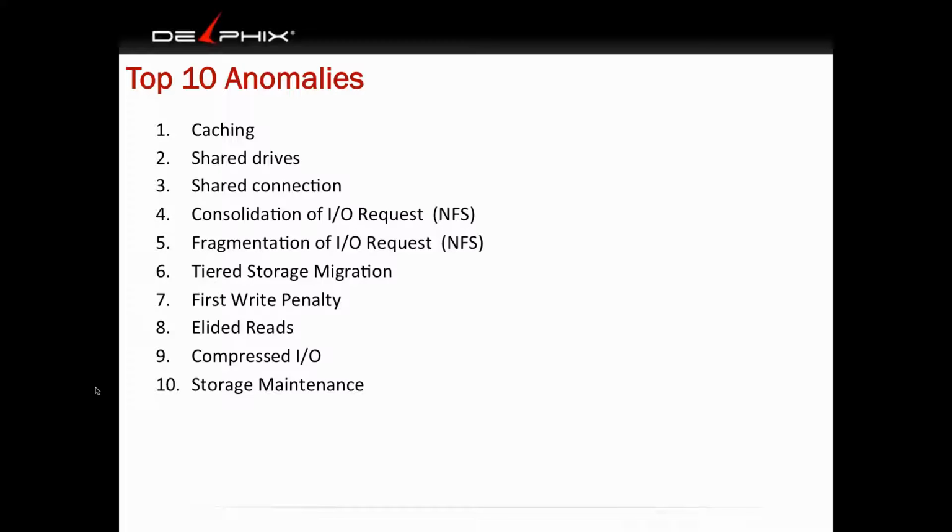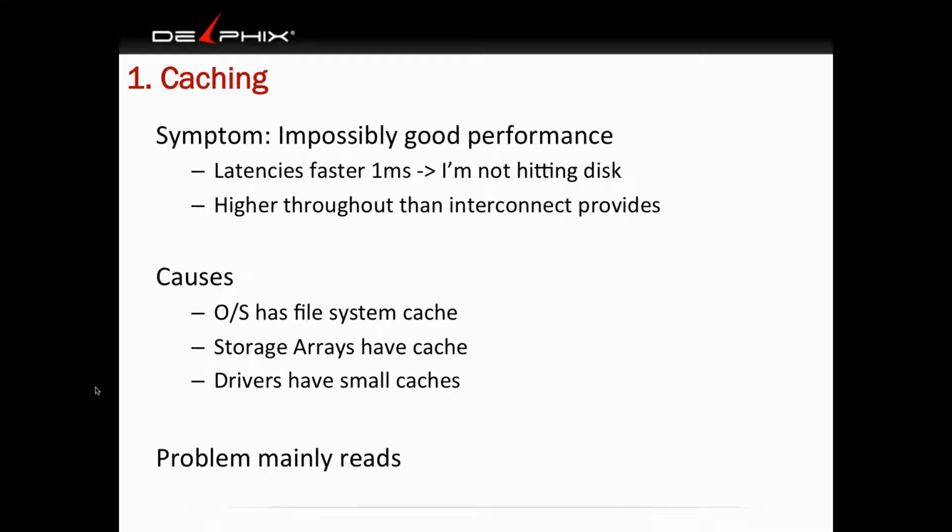So we set up our tests, what anomalies do we run into? We'll go through these 10 anomalies. The effects of caching, shared drives, shared connections. The next 2, 4 and 5 are NFS stuff: consolidation of I/O, fragmentation of I/O. 6, we're seeing more and more: what's the effect of tiered storage? I think 7, first write penalty. 8, elided, which is actually interesting. What's the effect of compressed I/O? And then storage maintenance. I think this first point is probably the most interesting for this crowd. I think it's really cool. We'll see some neat stuff in the next few slides.